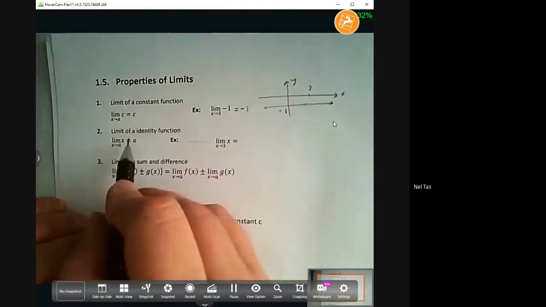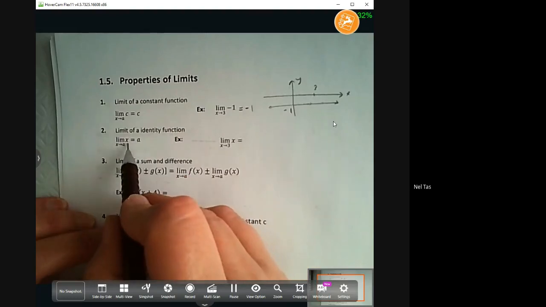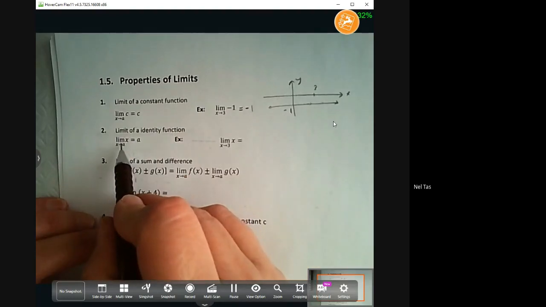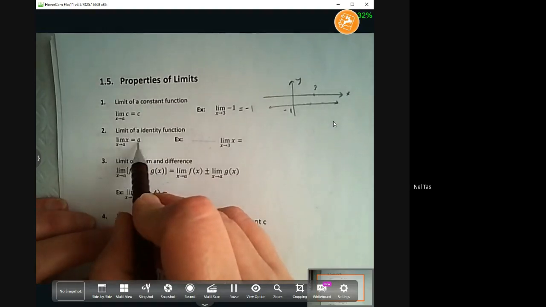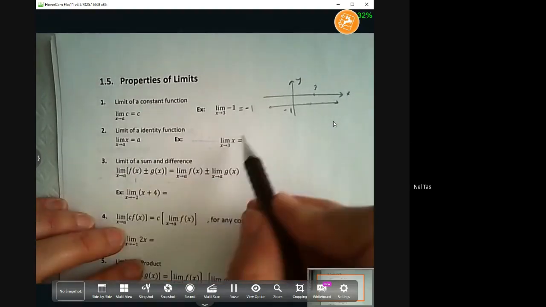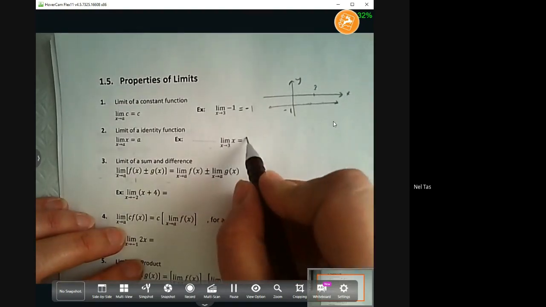Okay. All right. So limit of the identity function, that is y equals x. The limit of x as x approaches a is a. You just kind of substitute a there. So limit of x as x approaches 3, when you sub, you get 3.